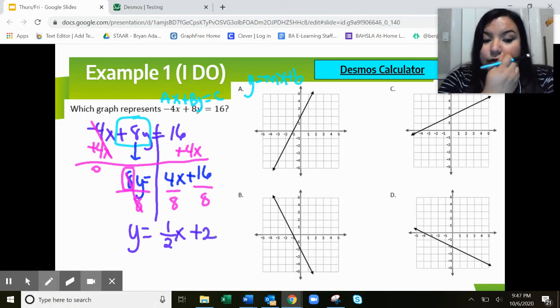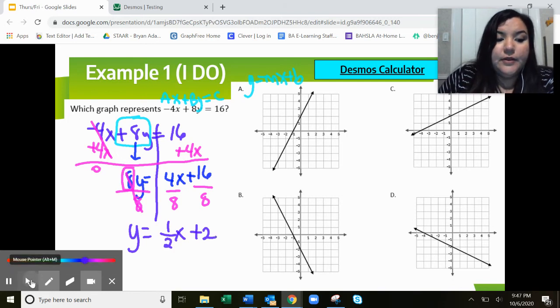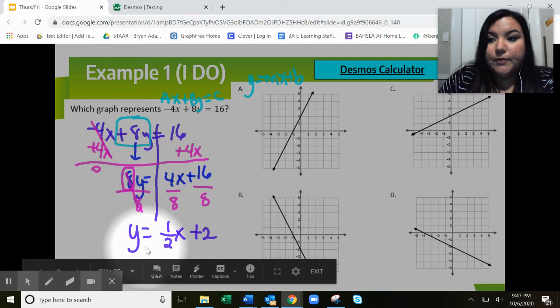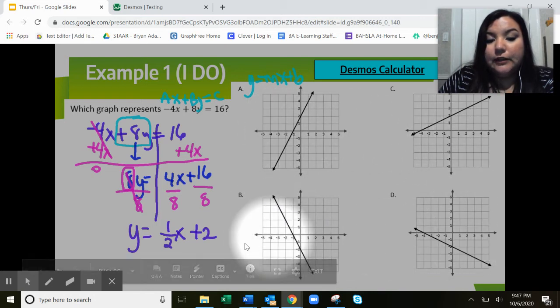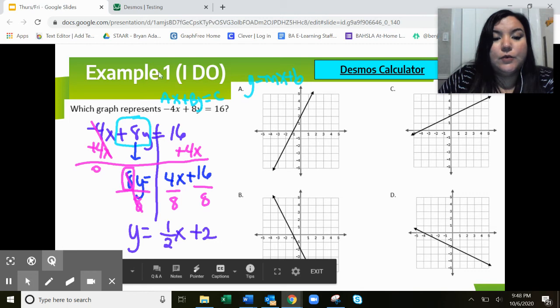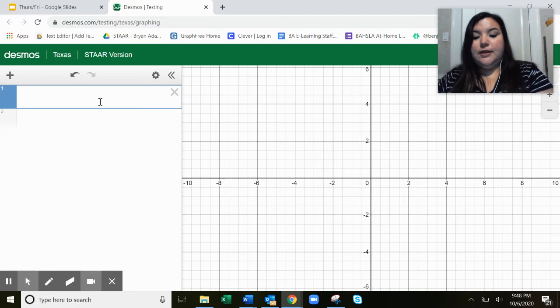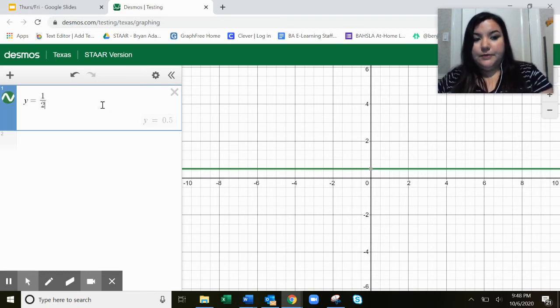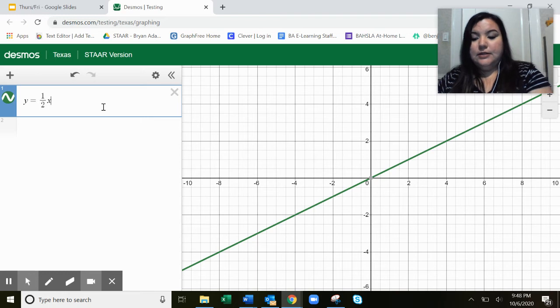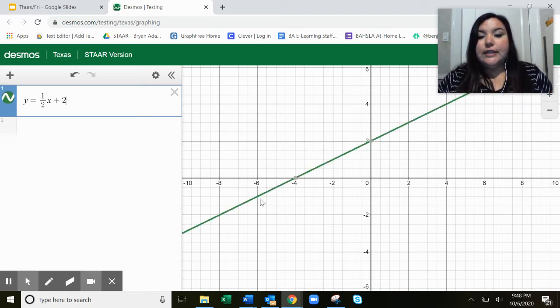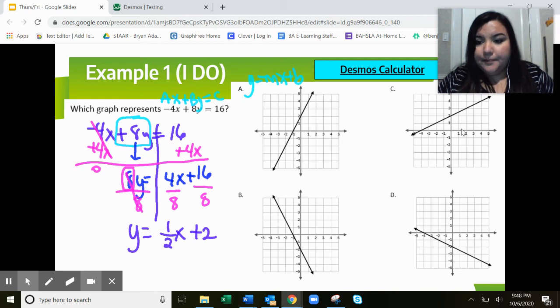Okay, now I have it in the form where I can graph it, right? So this is in the form that I can graph. I'm going to go ahead and put this into my Desmos graphing calculator and see which graph it matches. So we have y equals 1/2 x plus 2. So y equals 1 divided by 2, x plus 2. So I notice here that my graph is 2 units above the origin, which is 0, 0. And let's check over here.